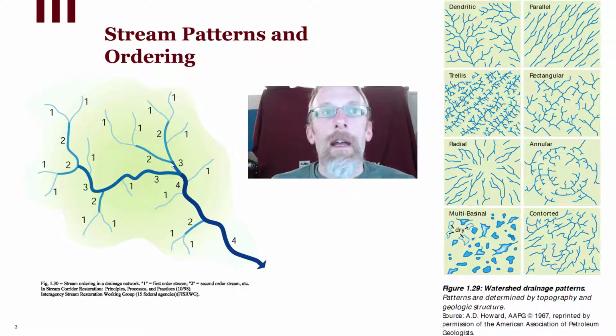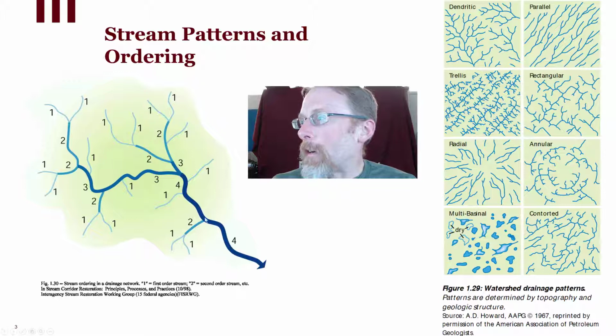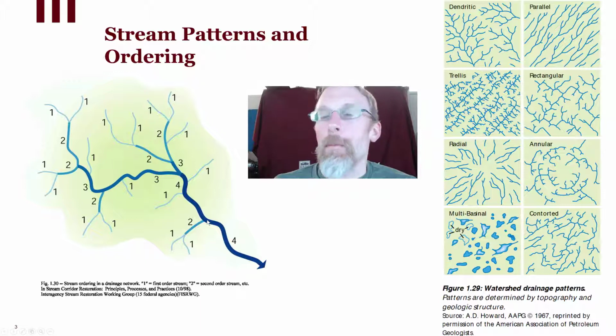fourth order stream. Now you'll notice that down here in the lower part of the watershed, a second order stream joins the fourth order stream. Now a 2 and a 4 coming together doesn't increase the stream order of the main stem. Similarly, if we had a 3 and a 4 come together, it would still be a 4 after the tributary. The only time the number increases is when two tributaries of the same order join. So two 3s become a 4, two 2s become a 3, two 1s become a 2.